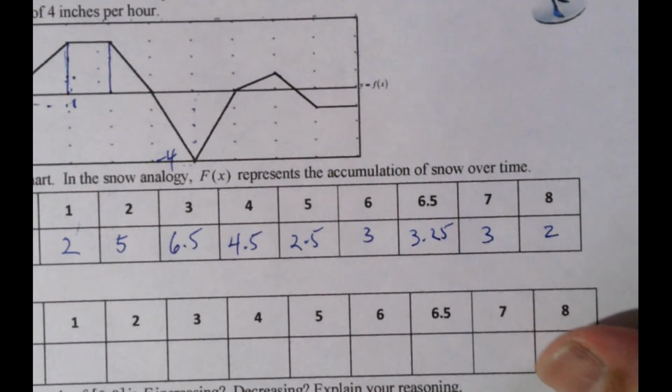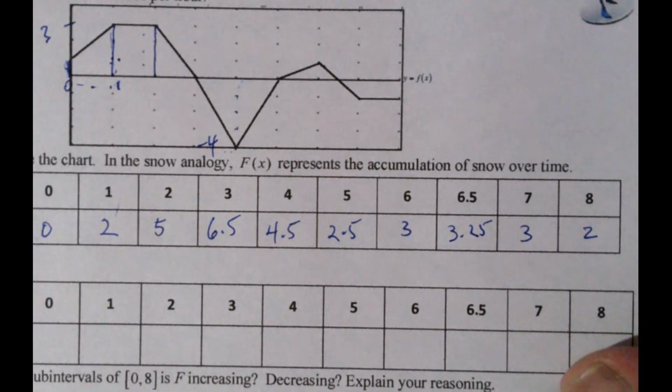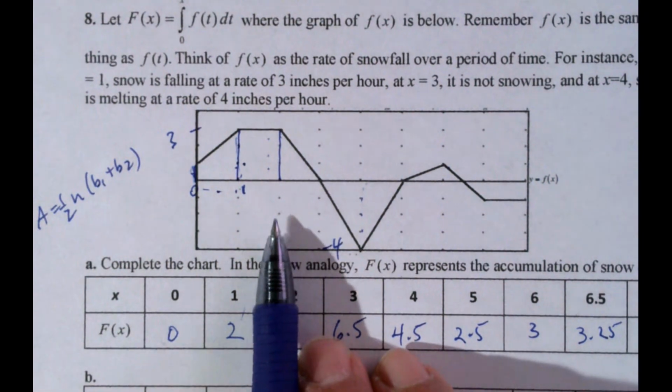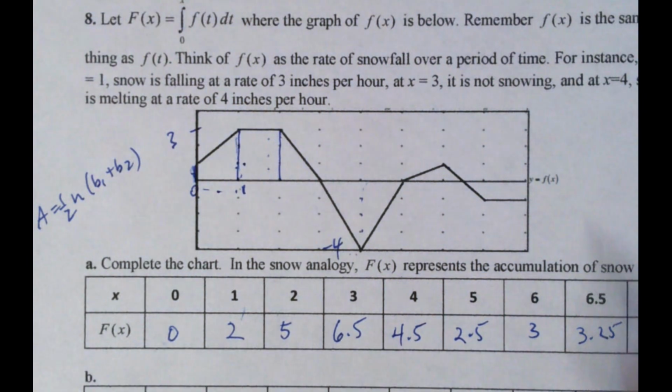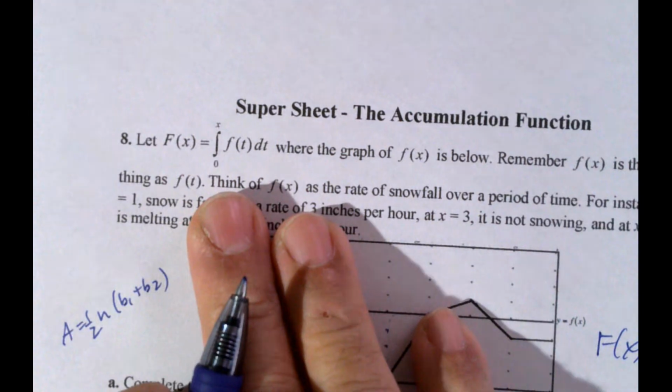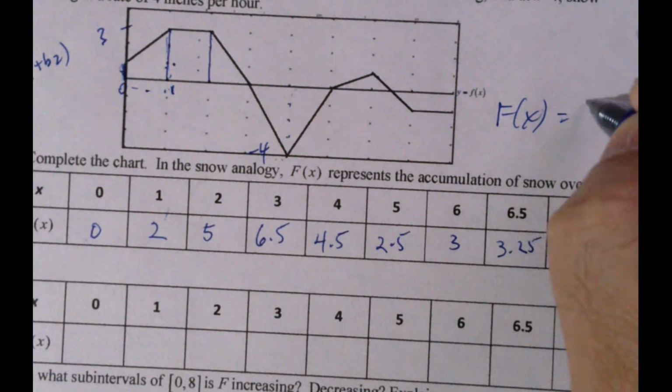Okay, so that's it. Now, what's the derivative? So remember, this is my function, right? The table we just filled out is this function, f of x, and it's listed up here, equals 0 to x of f of t, and this is the f of t, right? We just did this thing.